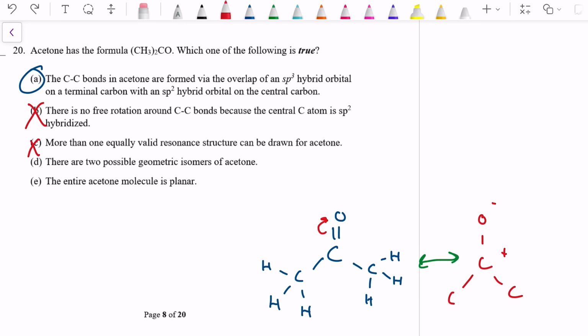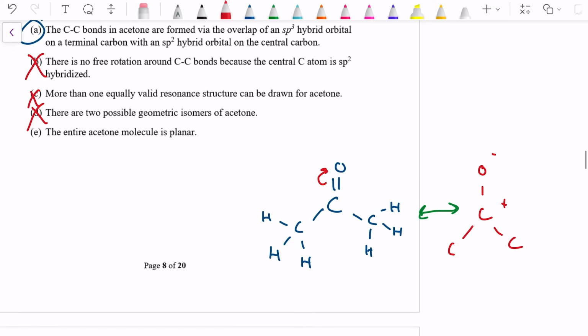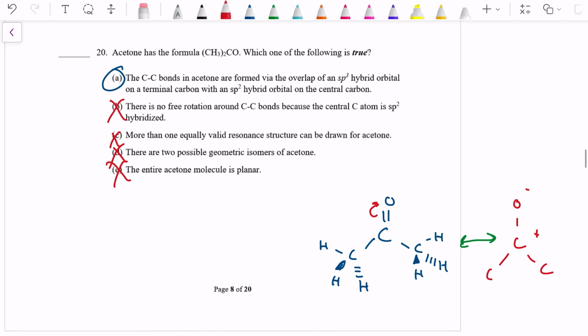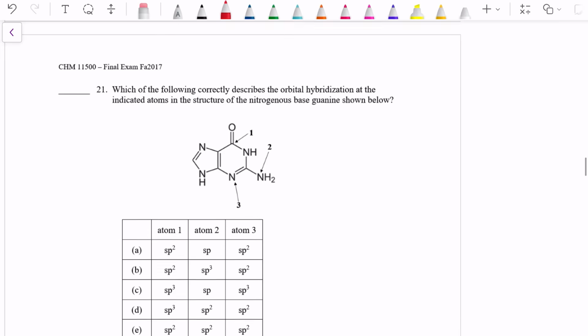I just don't see how you could draw that. That's false. The entire acetone molecule is planar. Both of the carbons on the ends are tetrahedral. So if we were to actually draw in the geometry of these hydrogens, they wouldn't just be lines. One of them might be going out of the page, and one of them might be going into the page. Because we know tetrahedral structures exist in all three dimensions, so it's not planar. 20A.